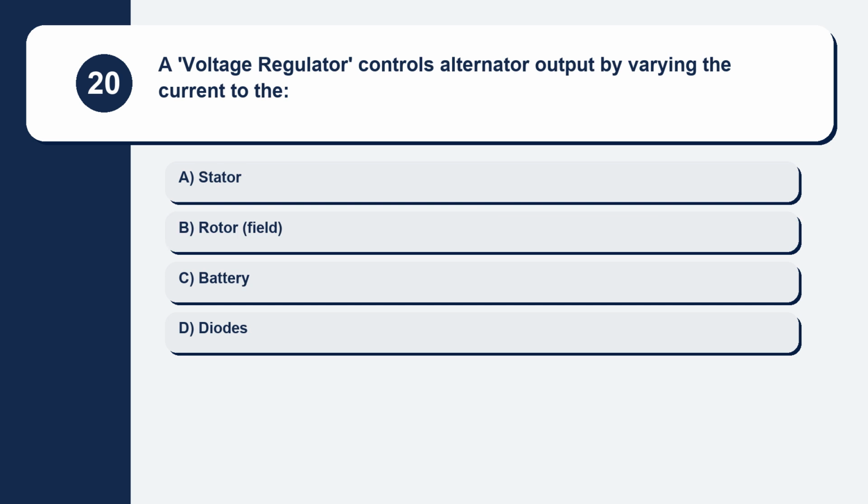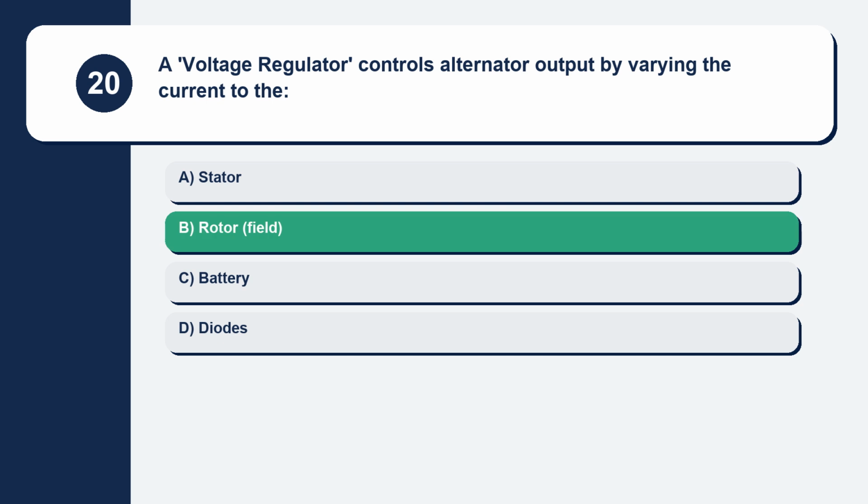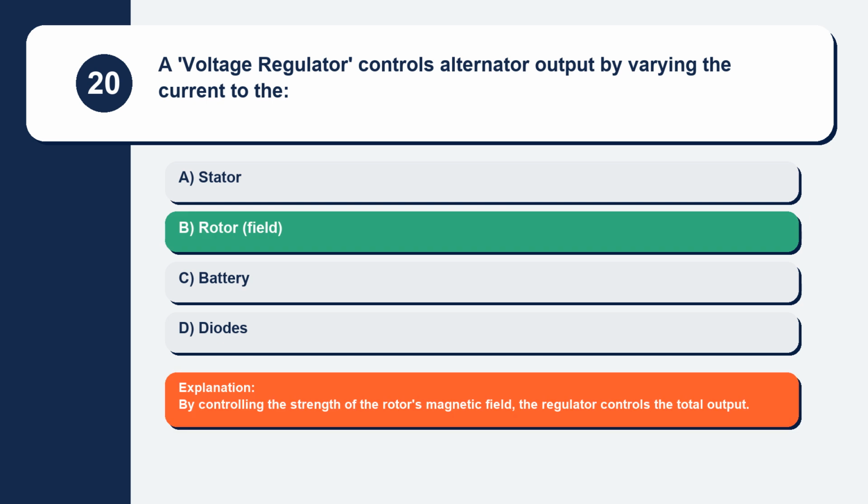Question 20. A voltage regulator controls alternator output by varying the current to the: stator, rotor, field, battery, diodes. By controlling the strength of the rotor's magnetic field, the regulator controls the total output.